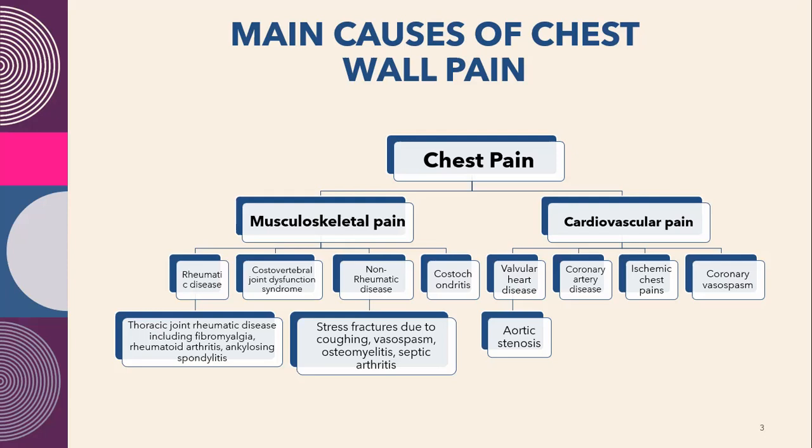Now coming to the cardiovascular pain, it includes valvular heart disease, which is aortic stenosis, coronary artery disease, ischemic chest pains, and coronary vasospasm. So it is mainly related to the hindrance in the blood supply, how the arteries can become constricted or dilated, which ultimately causes increased or decreased blood supply demand, causing stress on the chest and the heart, leading to dysfunction of the heart and ultimately causing chest pain.